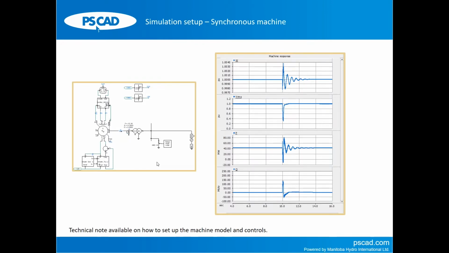So what I have shown here is you can provide the initial conditions to the machine to make it operate at predefined initial P and Q set points. Then in this case, I have applied a fault and I'm just looking at the response. We will look at this case later.